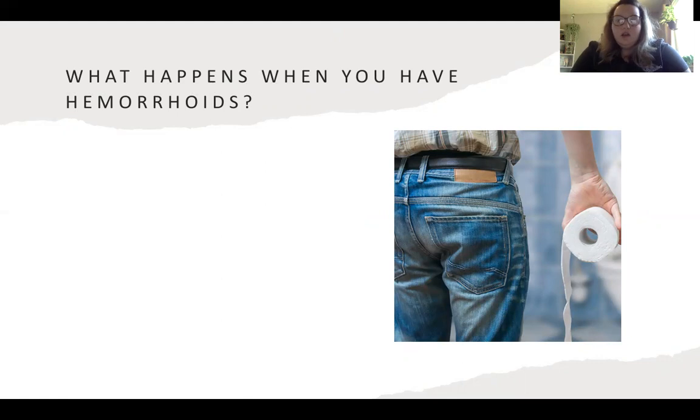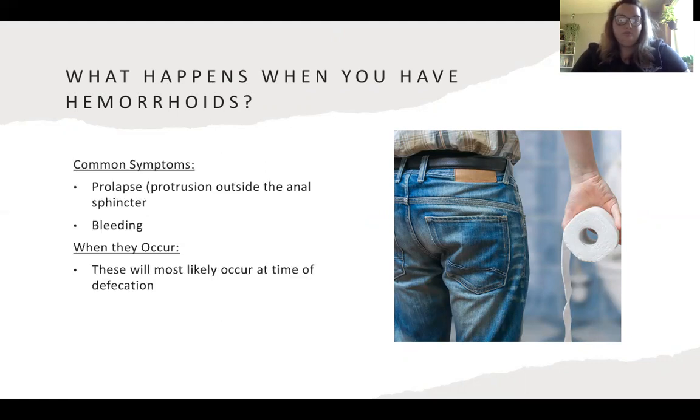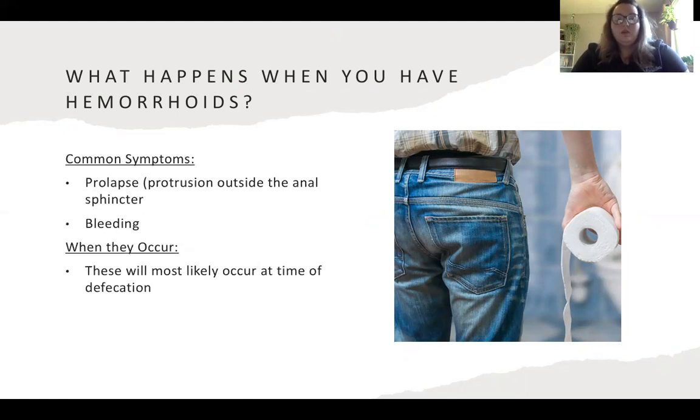So what happens when you have them? Some common symptoms would be prolapse, and that is the protrusion outside the anal sphincter. They're going to have some bleeding, and it is going to occur whenever you are going to the bathroom and having a bowel movement.